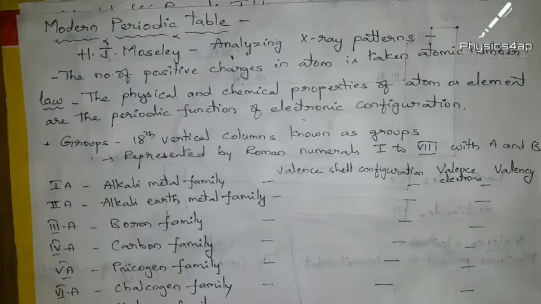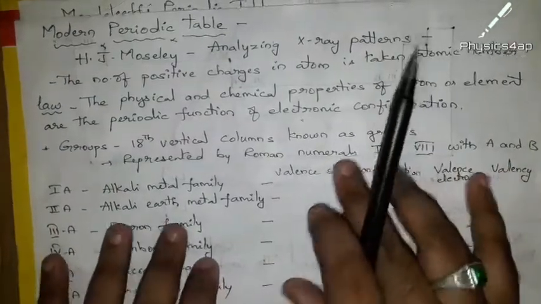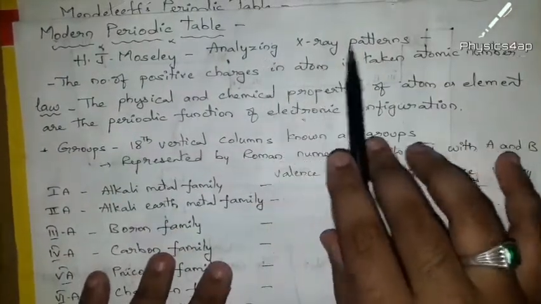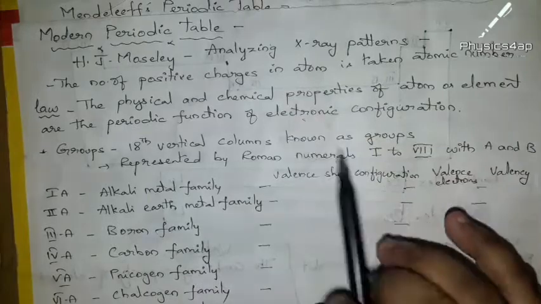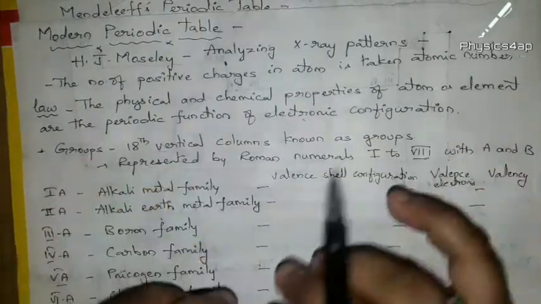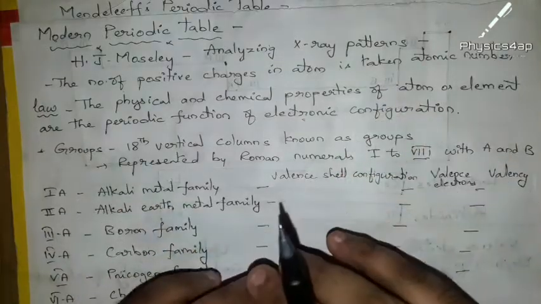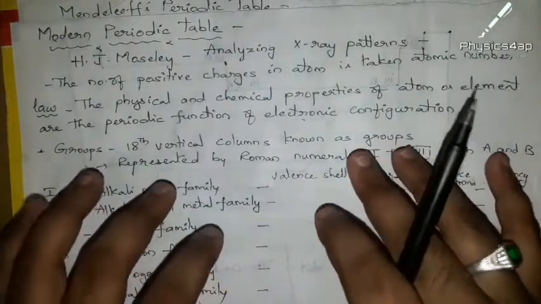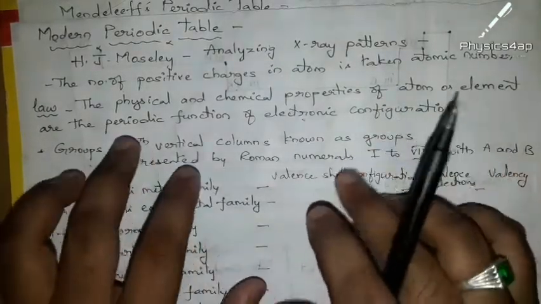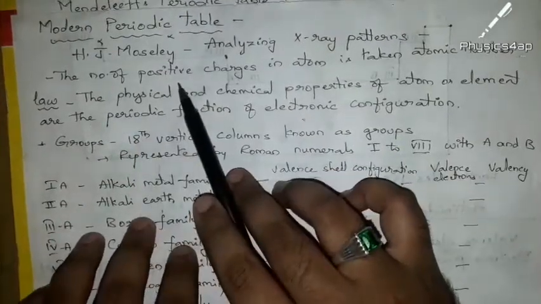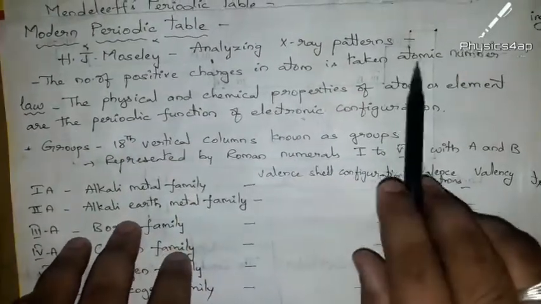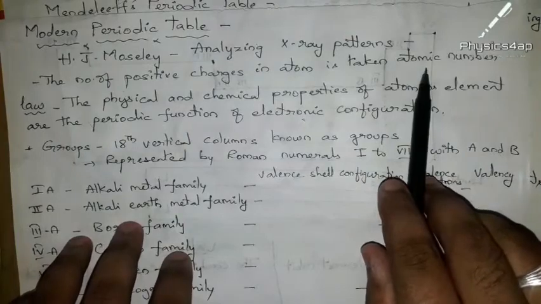How he designed this modern periodic table is that he analyzed X-ray patterns. That is, when X-rays are sent to certain elements, the number of positive charges can be counted. Based upon the number of positive charges, he took the total number of positive charges present in an atom as the atomic number.